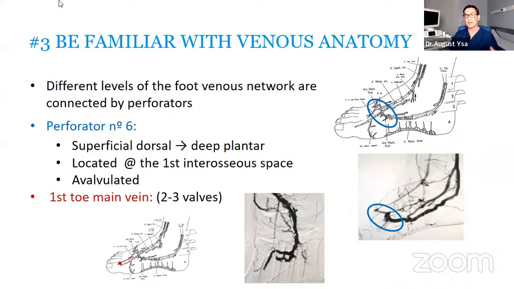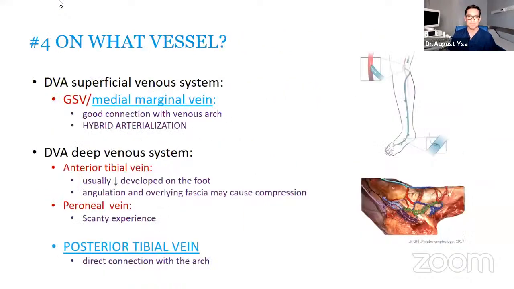And these systems, the superficial and the deep venous system, are connected with perforators. The main one is perforator number 6, localized at the level of the first interosseous space, avalvulated, and the main drainage is the first two main veins with 2 or 3 valves.